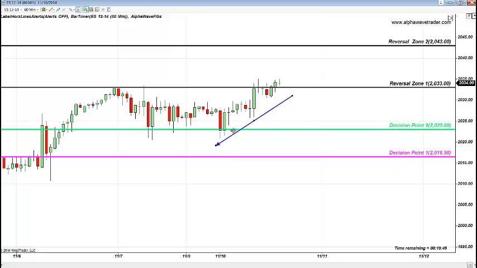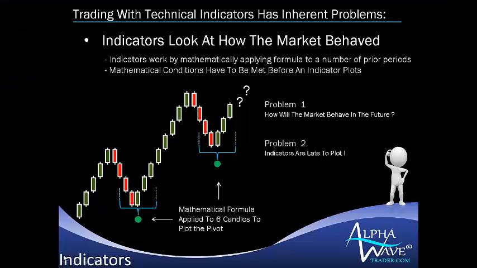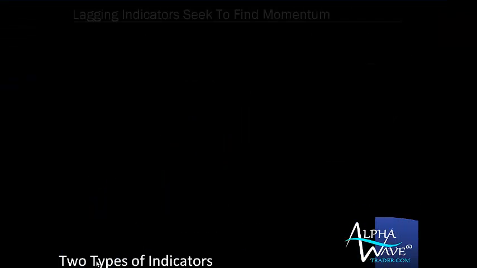Identical structure, identical last buying opportunity. All spelled out by price far in advance. No delayed indicators here.